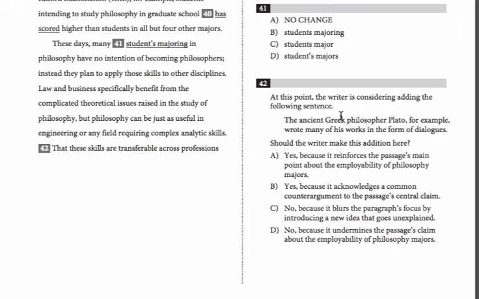All right. At this point, the writer is considering adding this. The ancient Greek philosopher Plato, for example, wrote many of his works in the form of dialogues. Oh, God. Okay, yeah. Not very good. What does Plato writing his work in the form of dialogues have to do with anything? So, should the writer make his addition here? I'm going to go with no, right?